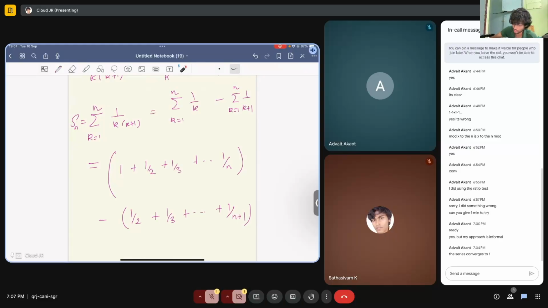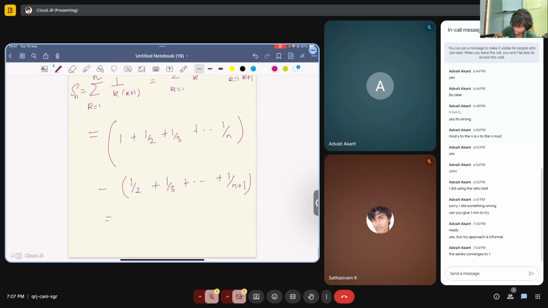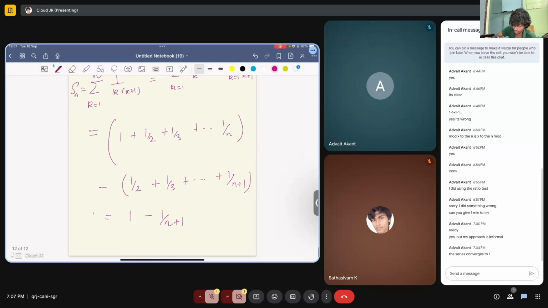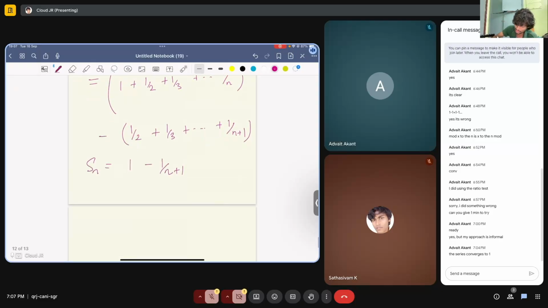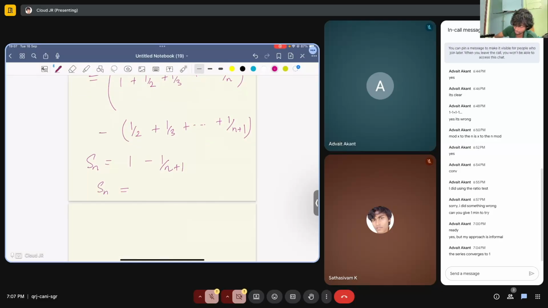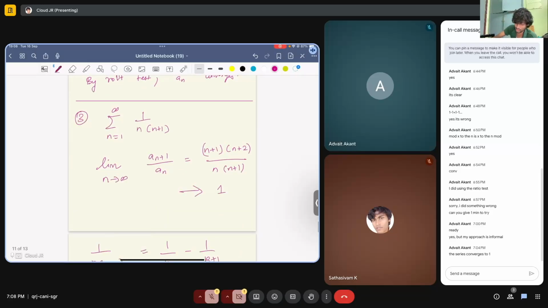But if you look here, there's a minus here, you observe that, and these terms will get cancelled. So what remains is nothing but 1 minus 1 by n plus 1. Okay, and you can see that this is your Sn, and this partial sum easily converges to 1, right? So the limit of the partial sum is nothing but 1. So that means your summation is actually 1. So this series is equal to 1.